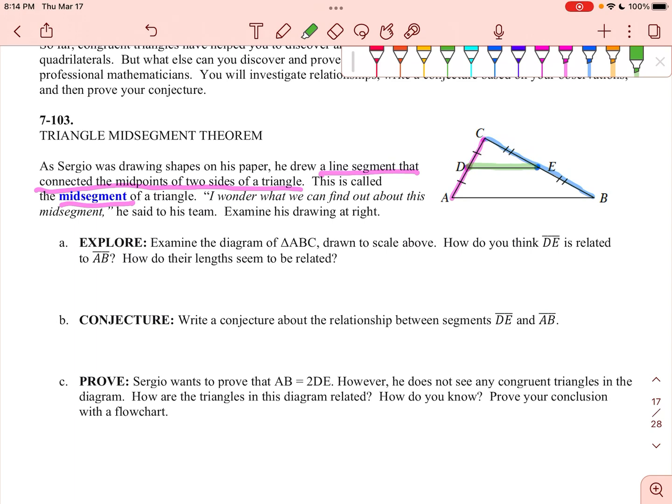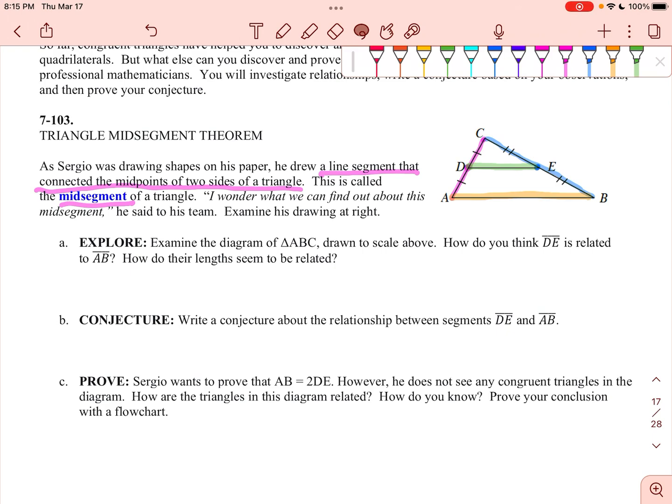So the first thing we're going to do is explore. Examine the diagram of triangle ABC drawn to the scale above. How do you think DE is related to AB? How do you think their lengths seem to be related? So you can go ahead and pause this video and think about how DE is related to AB. Think about how the green line is related to this orange line.